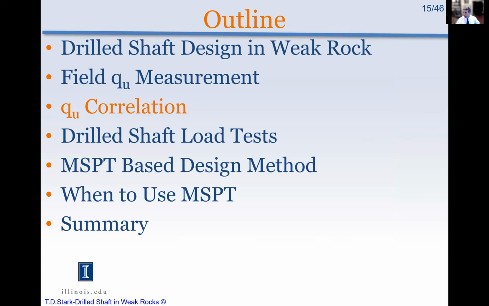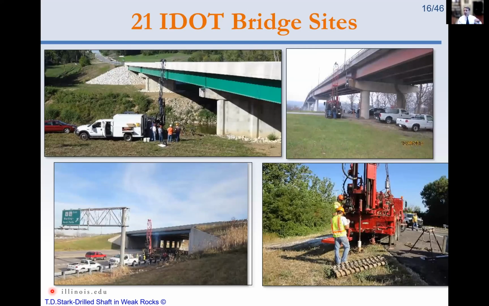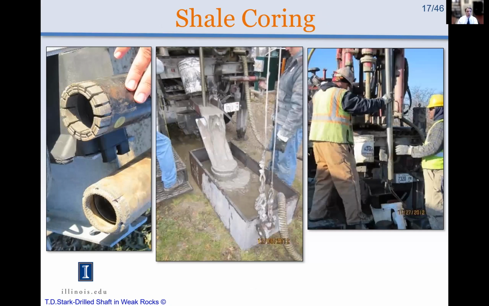Okay, so now we had to come up with a correlation to relate the N rate parameter to the unconfined compression test. So we drilled 21 IDOT bridge sites where we knew we had weak rock, and we drilled 2 borings. One boring was for coring the weak rock for triaxial testing. And the adjacent boring within a couple feet or so, we ran the MSPT test and measured N rate. And then that was able to develop a correlation between N rate and QU. Here's the drilling, rotary wash.